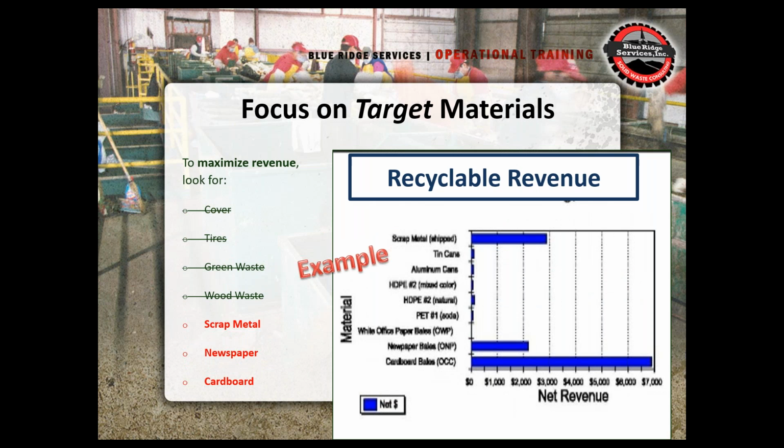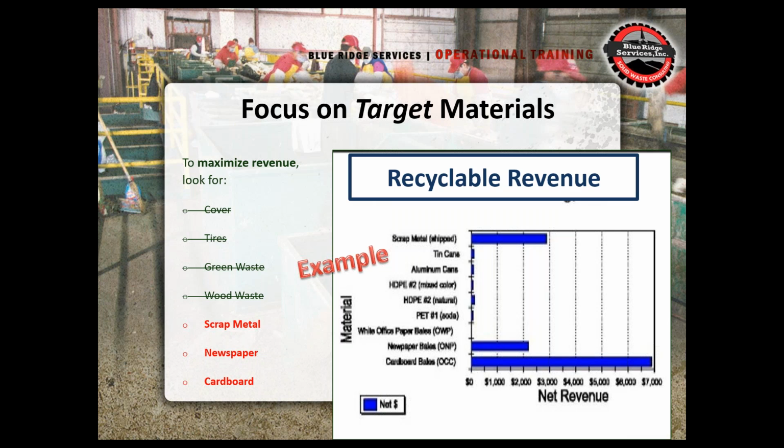On the other hand, if we want to focus on revenue, we want to make revenue our primary goal, then we need to focus on things that are going to generate the most revenue for us. That may be scrap metal and newspaper and cardboard. Now, there's another thing that comes into play here, and that is the extraction cost. We're talking about how much we divert. We're talking about revenue, but there is a cost to be able to extract these different commodities. We'll come to that in a little bit.